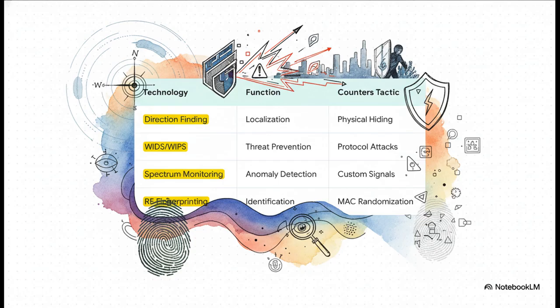You've got direction finding to counter hackers hiding their location. You've got WIDS and WIPS to handle all the common attacks. Spectrum monitoring is there to find the weird, custom threats. And RF fingerprinting defeats attackers trying to spoof their identity. See? Together, they create this really comprehensive defense.